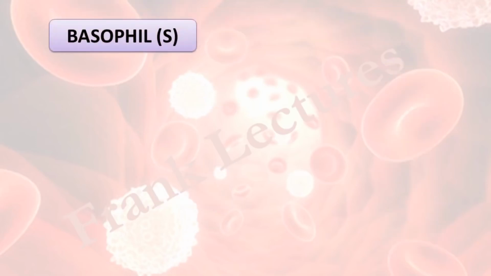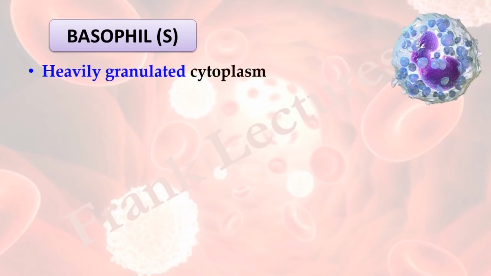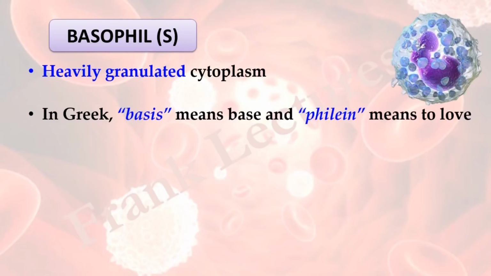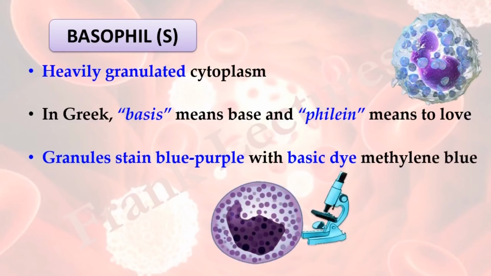Basophils. The cytoplasm of basophils is heavily granulated. As you can see in the image, an enormous number of granules are present. In Greek, basis means base and philein means to love, that is, base loving. It refers to the fact that granules of basophils are readily stained by basic dyes. Granules stain blue-purple with basic dye methylene blue. Under light microscope, basophils look like this.